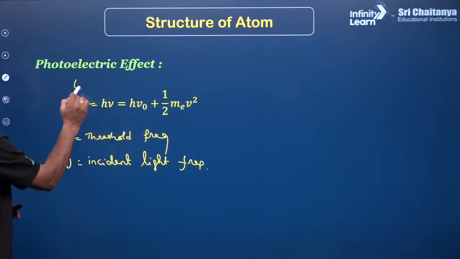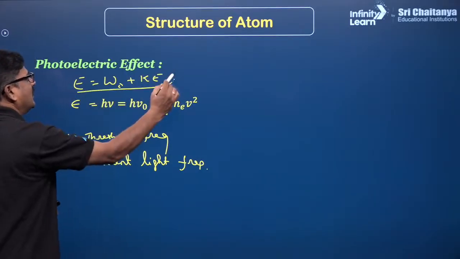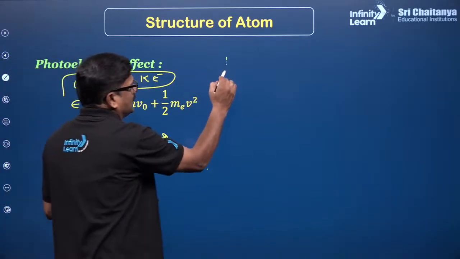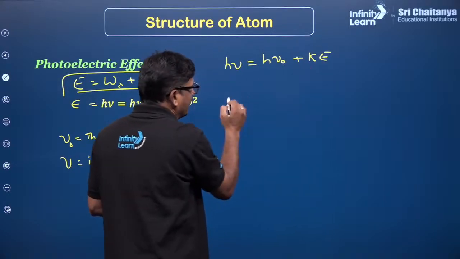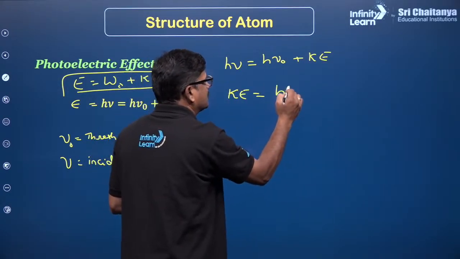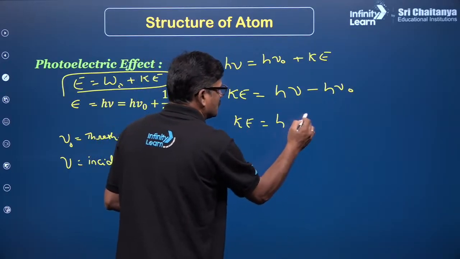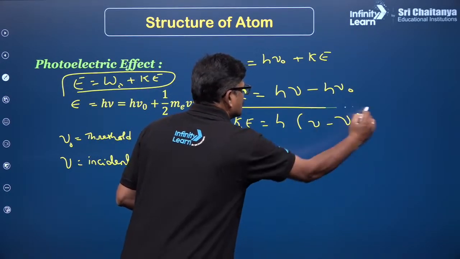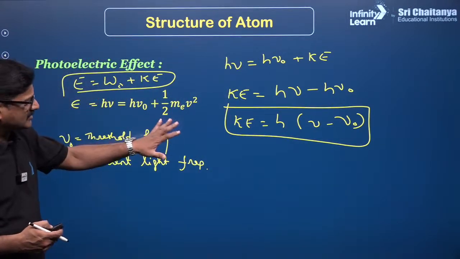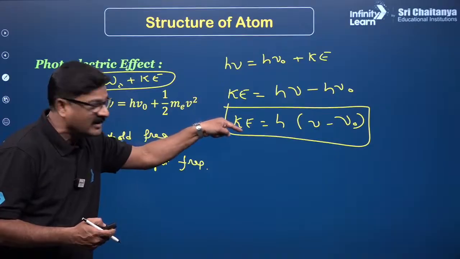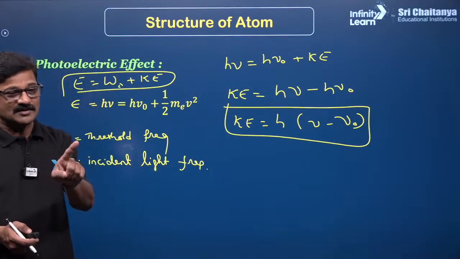So you can say E is equal to W naught plus KE, right? So h nu is equal to h nu naught plus KE. So kinetic energy of the photoelectron is equal to h nu minus h nu naught, that is, kinetic energy is equal to h of nu minus nu naught. In one session everything is going to be elaborately explained. This is the equation you can use for physics as well as chemistry. So one shot, two birds.